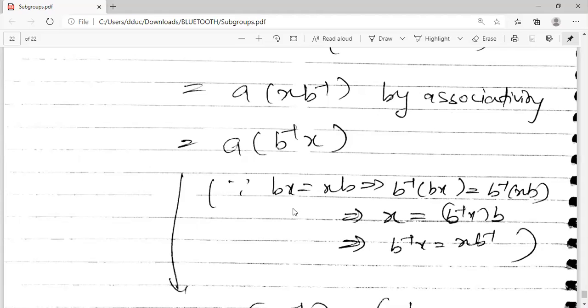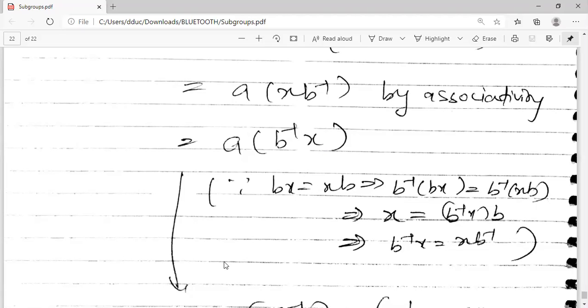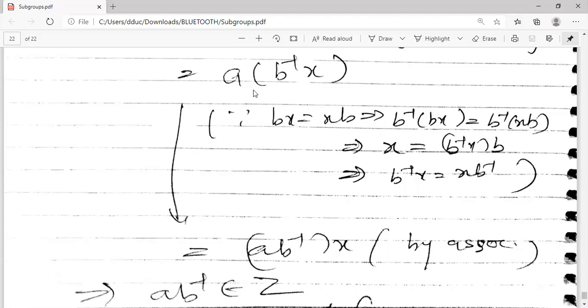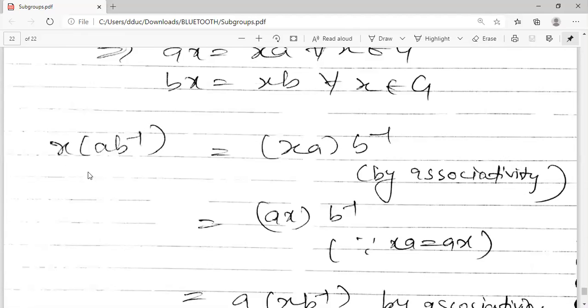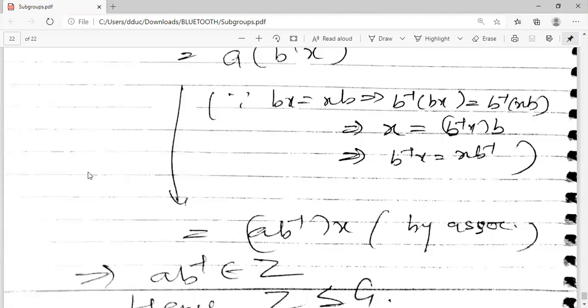If you multiply by B inverse on the left hand side on both sides, then this will give you the identity. So X will be equal to B inverse X into B, and so you will get B inverse X equal to XB inverse. So here XB inverse is written as B inverse X in the next step. So from here you come here. So this is equal to AB inverse into X, again by associativity. So what we have proved is that X into AB inverse is equal to AB inverse into X.